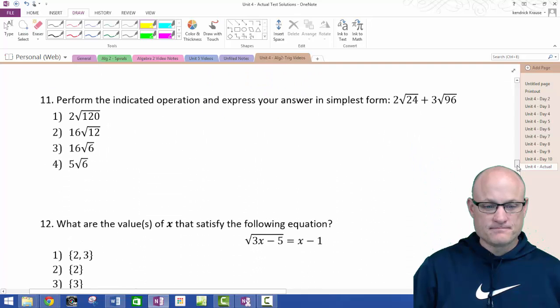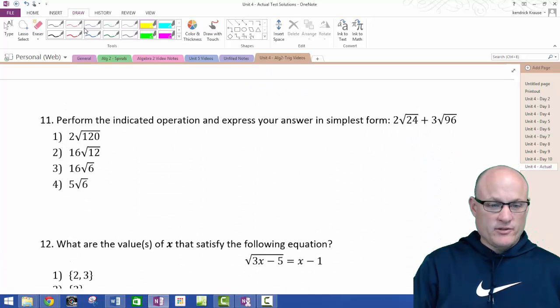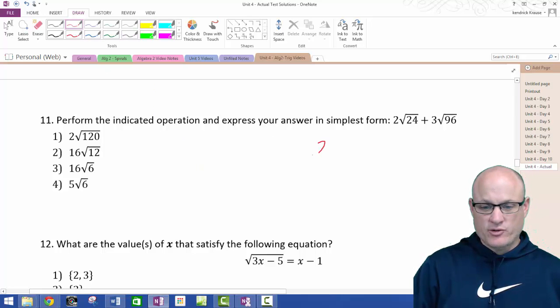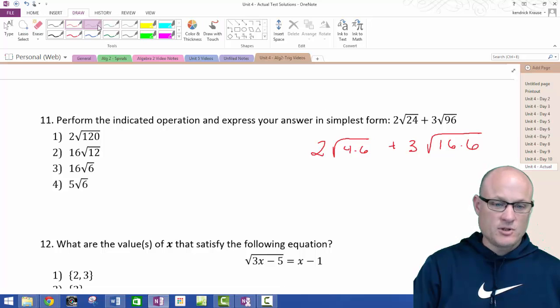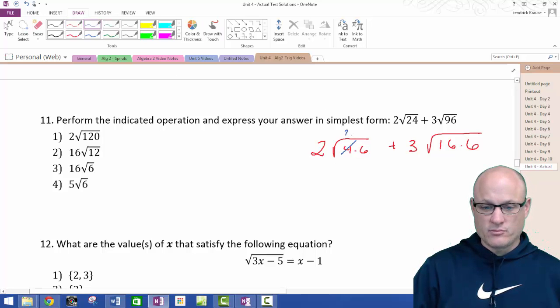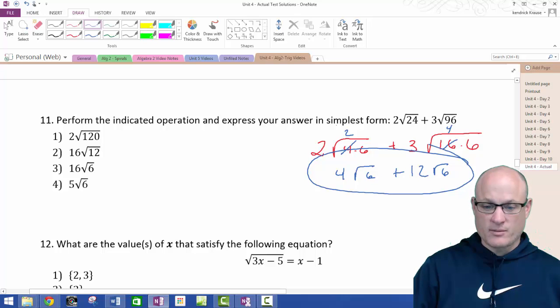Moving on. All right, we did this just a little bit ago, a couple days ago maybe. You're going to rewrite this as 2 square roots of 4 times 6 plus 3 square roots of 16 times 6. All right, almost done. Square root of 4 is 2, so this becomes 4 square roots of 6, plus the square root of 16 is 4, so it's plus 12 square roots of 6. Add those up, and I get 16 square roots of 6.